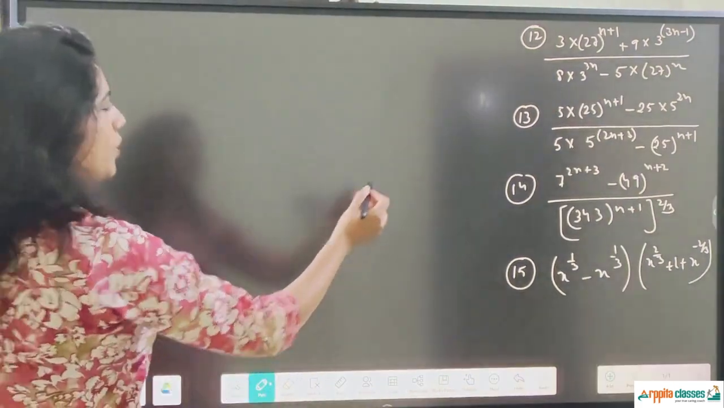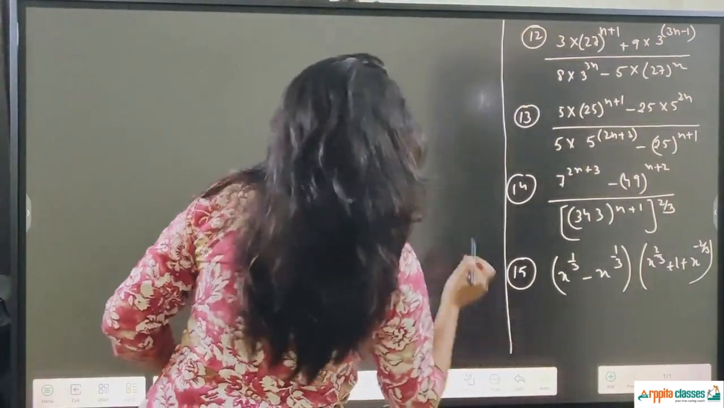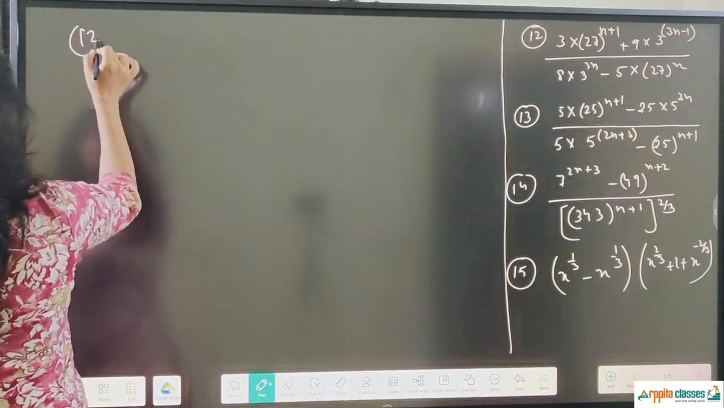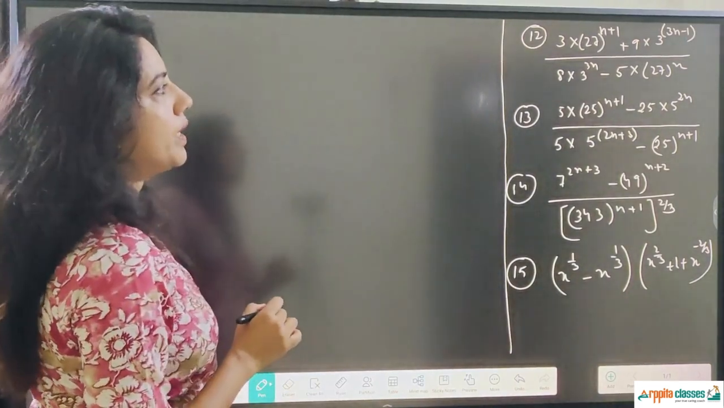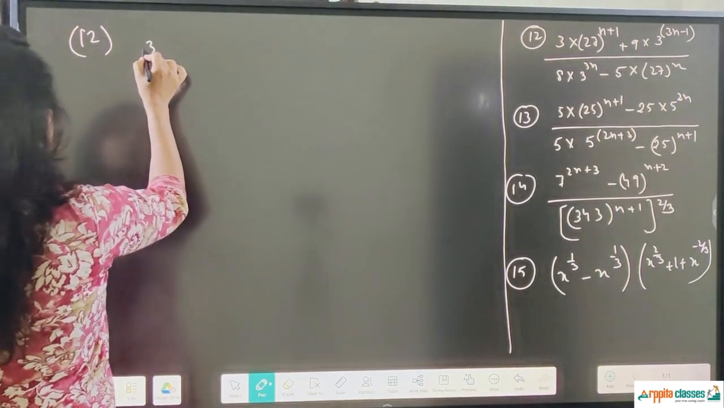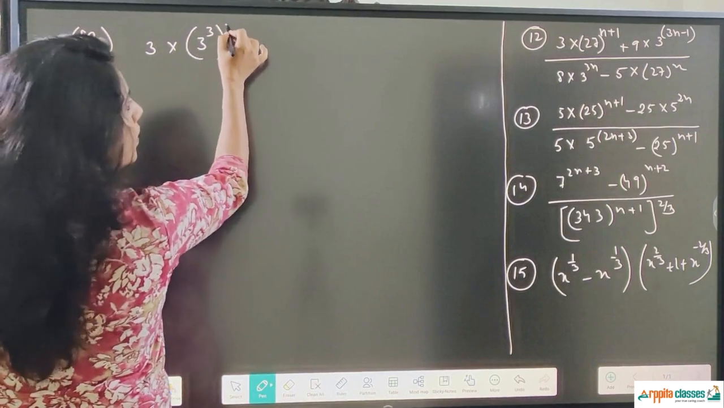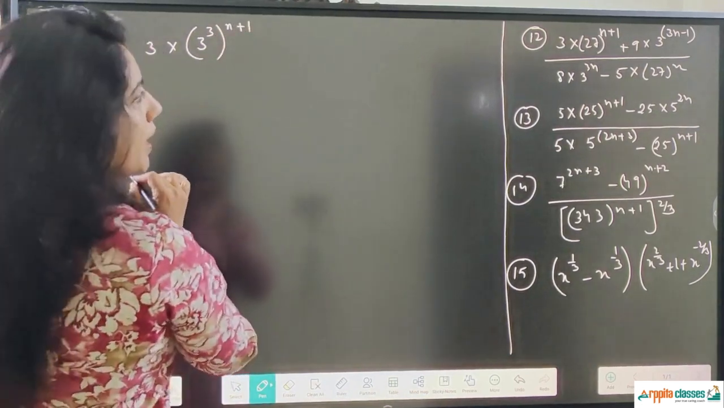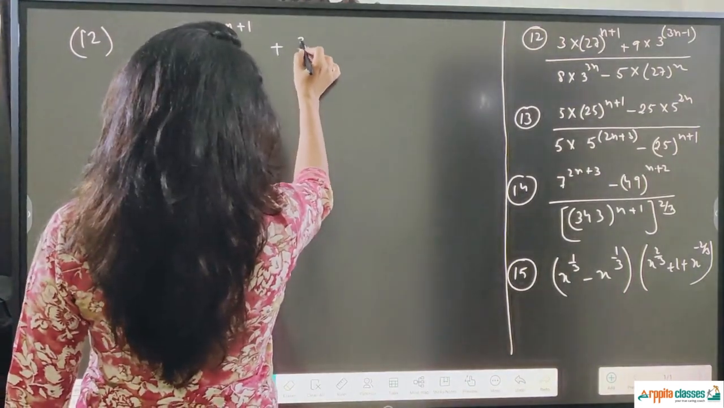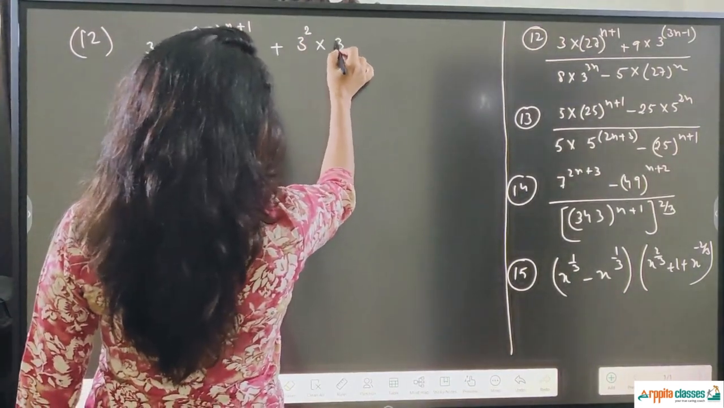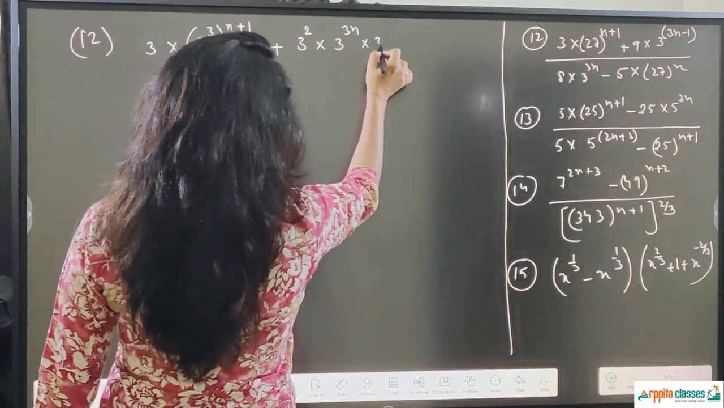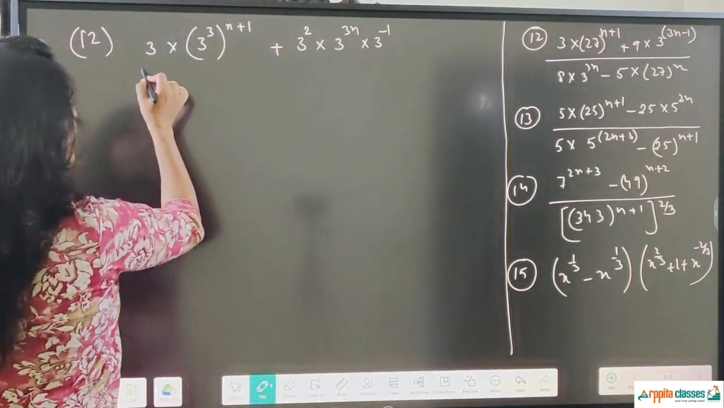Question number 12 we are doing now. You can try it on your own. Just pause the video and try it on your own. 3 into 27 to the power n plus 1. So 3 into 27 can be written as 3 cube, and that whole to the power n plus 1, plus 9. 9 can be written as 3 square into 3 to the power 3n into 3 to the power minus 1. I split that up.